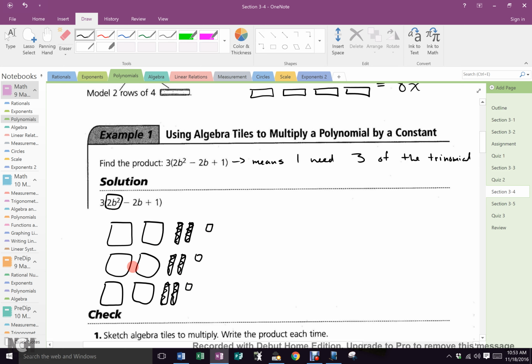Well, you drew this, didn't you? You got 6 big guys, 6 bars, and 3 little guys. Did it matter how he did his math? No, because what's the answer? 6b squared. We use b, but x would be fine. Let's be honest. And then negative 6b's, and then positive 3. Nothing new, easy peasy, right?